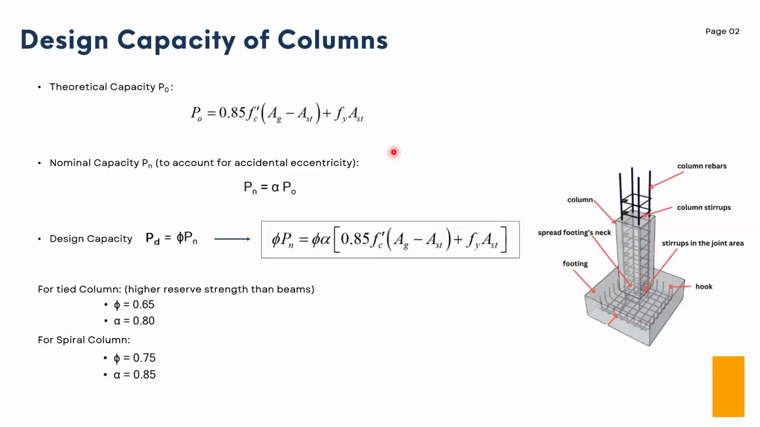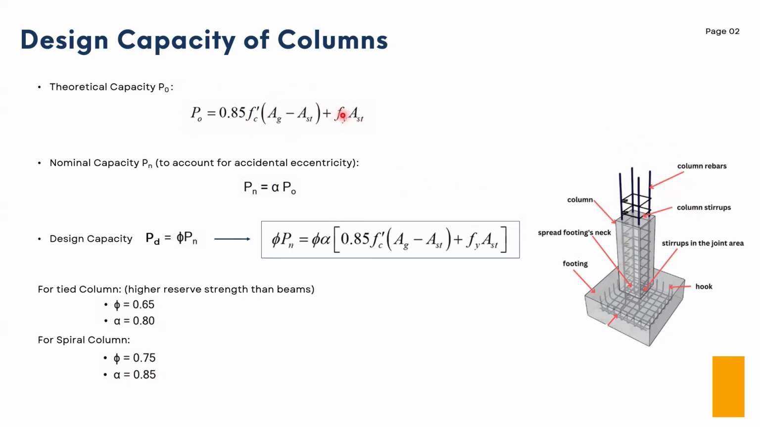So, first of all, theoretically speaking, just to understand the design capacity of a column. As we know, the column is a compression member which carries axial forces and sometimes bending moments, most of the times actually, because we never have a perfectly axially loaded column. So this is the theoretical capacity P0 according to ACI. AG is the gross area of concrete and AST is the area of steel. So it's the capacity of concrete plus the capacity of steel.